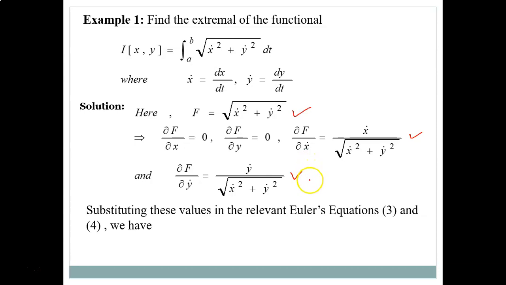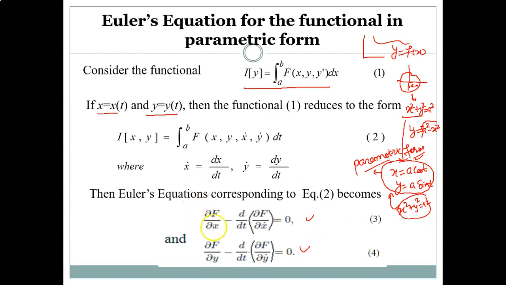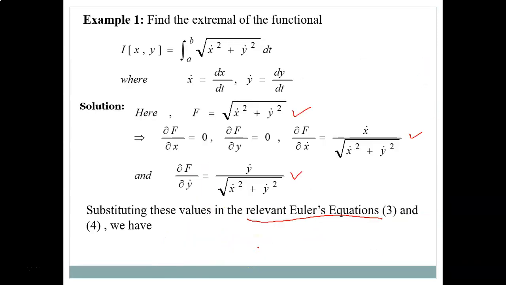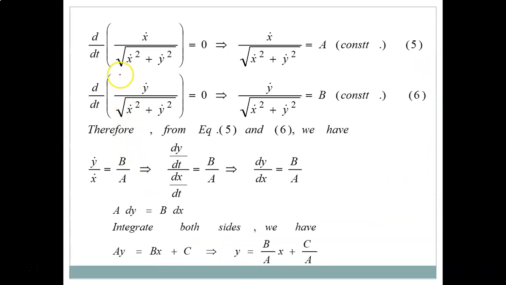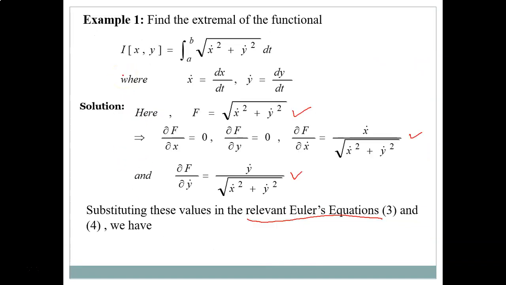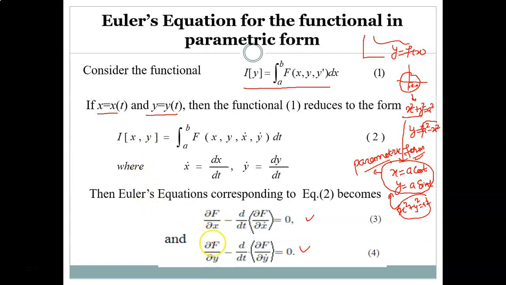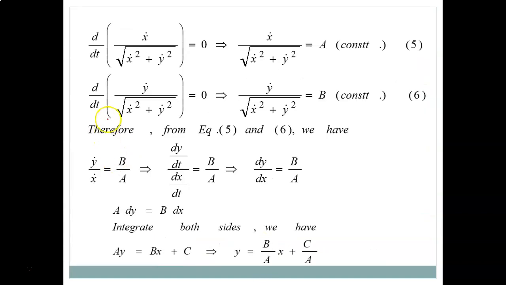Substituting these values in the relevant Euler equations 3 and 4 that we were given, we obtain this kind of situation. Because in both of the situations ∂F/∂x is 0 and ∂F/∂y is 0, the first part in both equations is 0, so we are left with the second part only. The second part is nothing but d/dt of this equal to 0, which implies the whole thing is a constant, so we equate it to a constant a, and similarly in the second case to constant b.